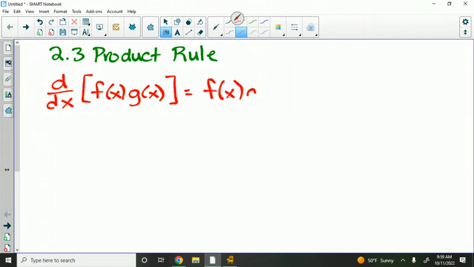f of x times g prime of x plus g of x times f prime of x. This is what we're going to do whenever we have things that are being multiplied together in order to derive them.